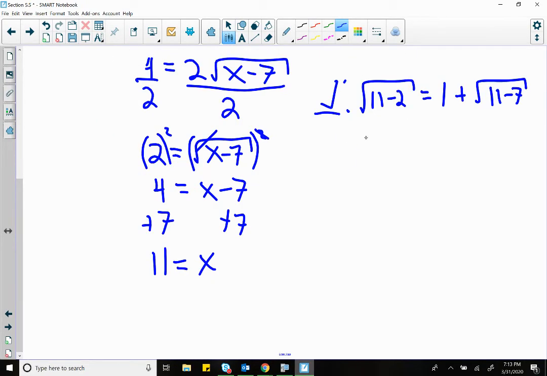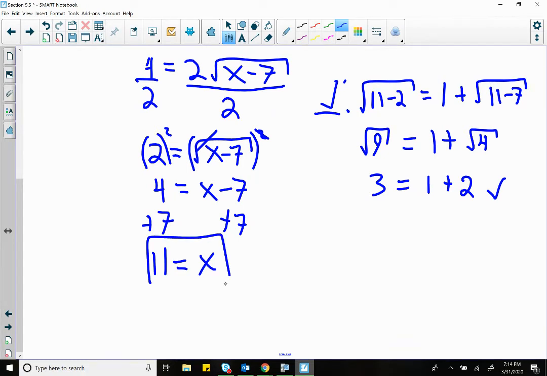So 11 minus 2, that's the square root of 9, equal to 1 plus 11 minus 7. That gives us the square root of 4. What's the square root of 9? That's 3. 1 plus the square root of 4 is 2. So does this check out? Absolutely, because you end up with 3 equal to 3. So this x equals 11 is a valid answer. And that's how you solve radicals.